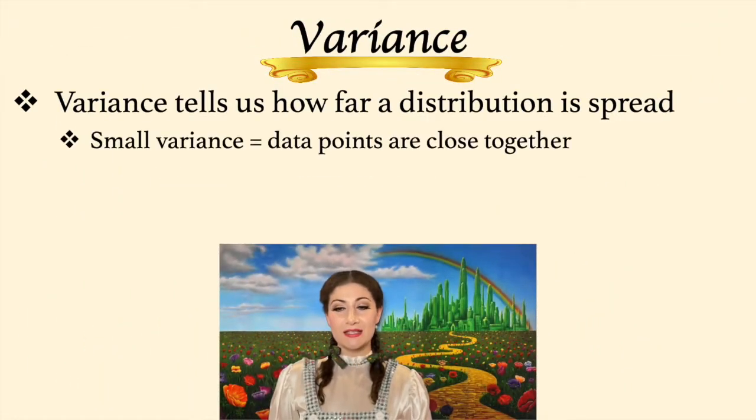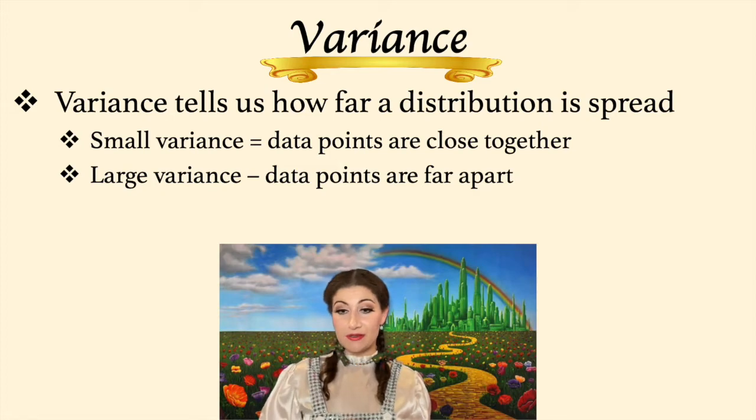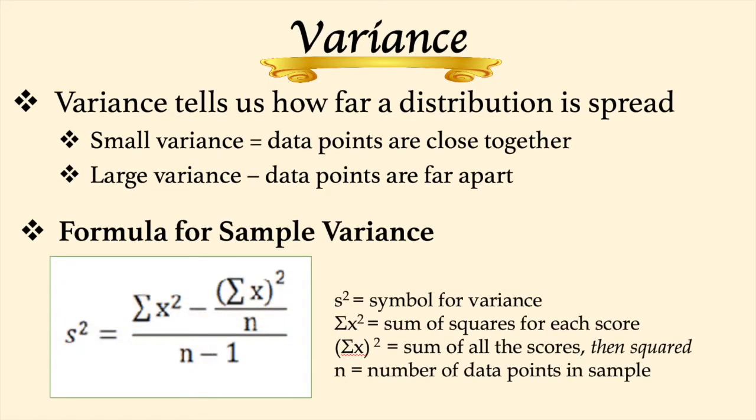So the variance tells us how far a distribution is spread. If the variance is small, it means the data points are close together. And if the variance is large, it means the data points are far apart. And logically, if we think about the word variance, it should remind us of the word to vary, right? To differ. So the more the numbers differ from each other, the farther spread out they will be on the distribution. And conversely, the closer they are to each other on the distribution, the less they will be varying from each other. So let's take a look at the formula for the sample variance.